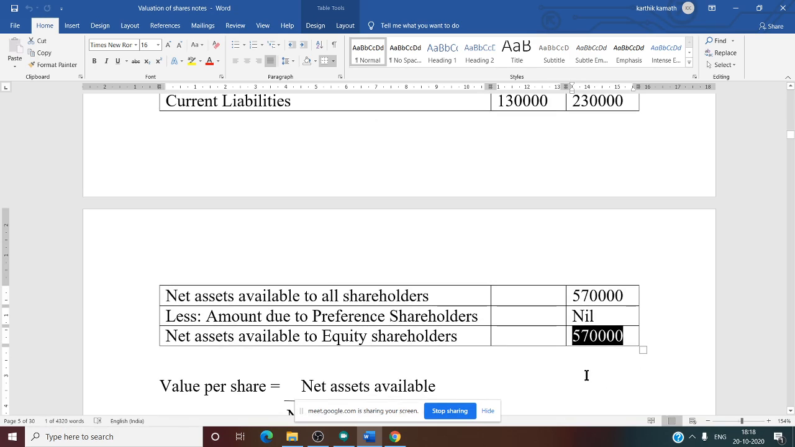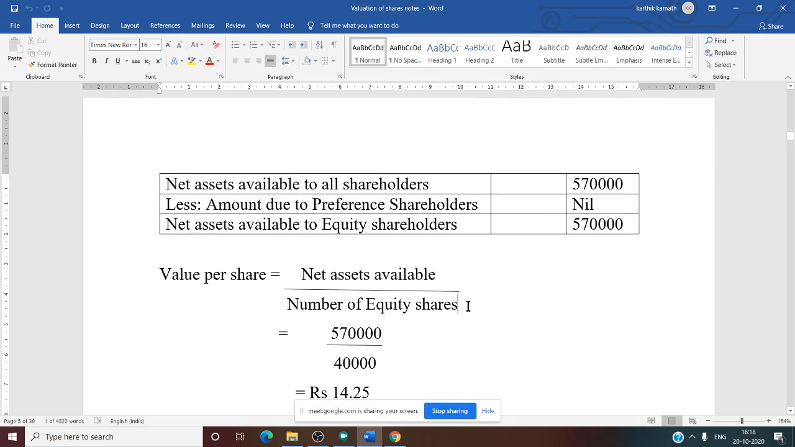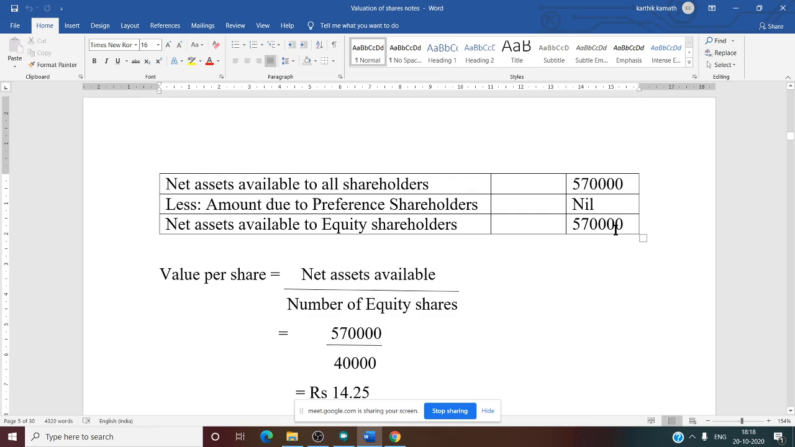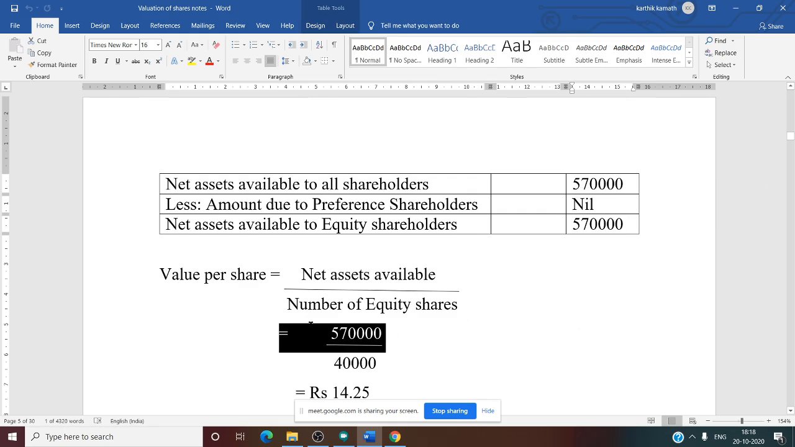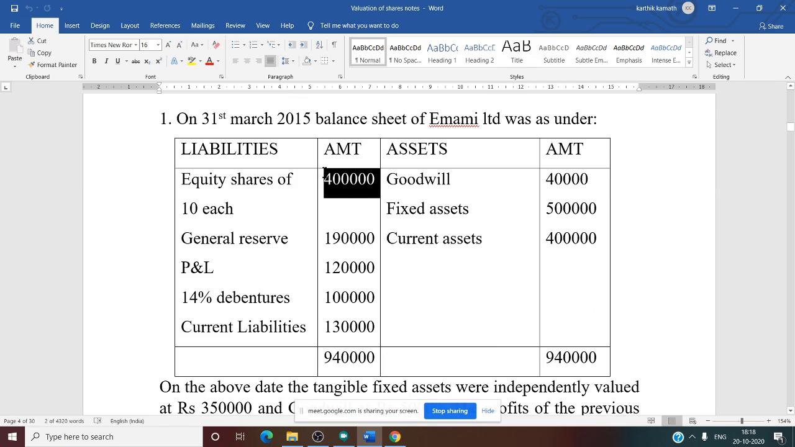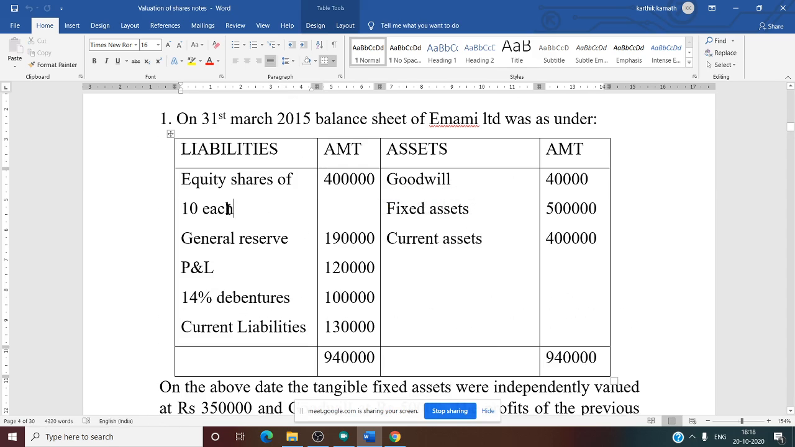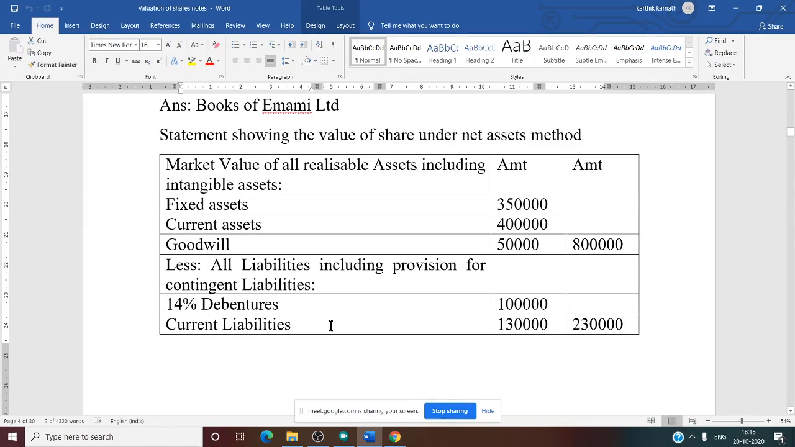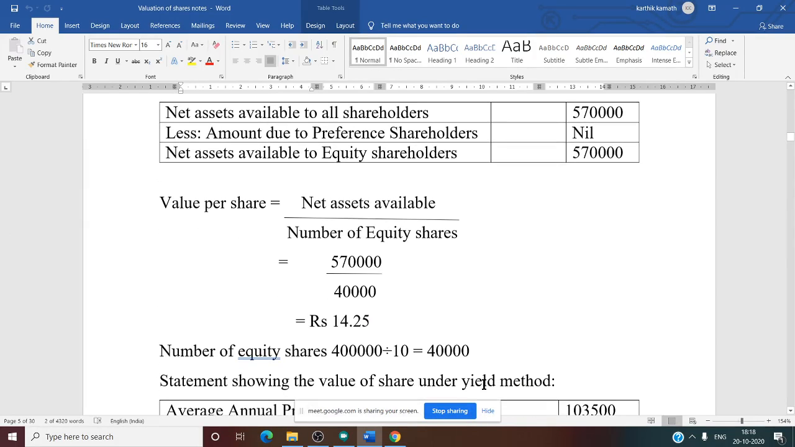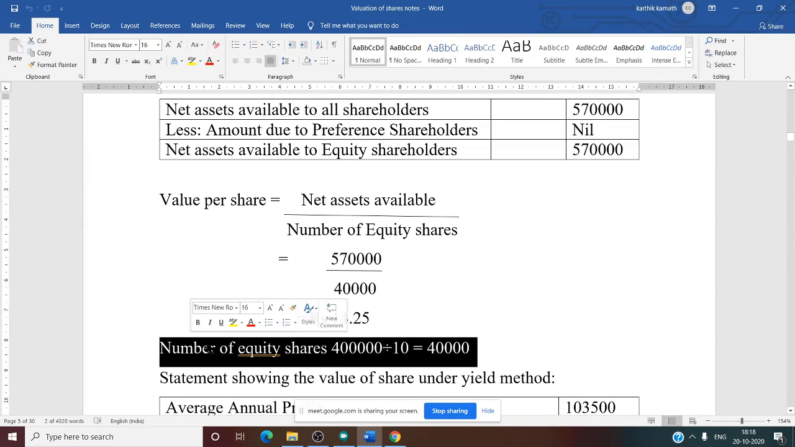So now we know the total net asset available. But what is the formula? Under the net asset method, value per share is equal to net asset available divided by number of equity shares. Net asset available we know is 5,70,000 in the numerator. Then in the denominator, the number of equity shares. What is the share capital? Equity share capital is given as 4 lakh, 10 each they have said. So 4 lakh divided by 10 gives the number of shares: 40,000.